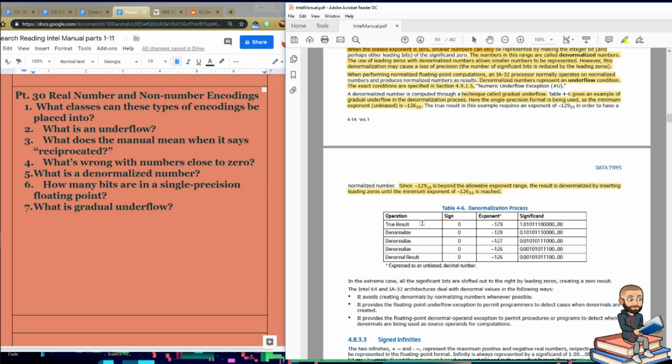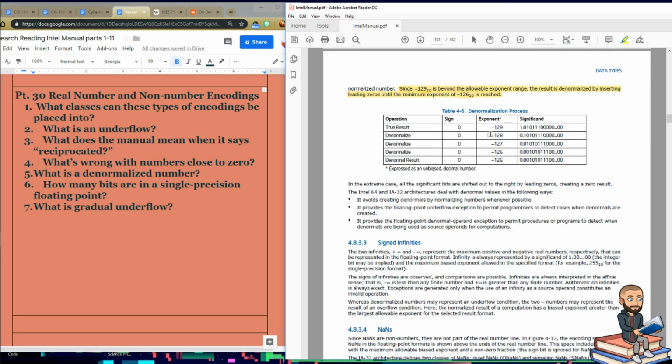Okay, so like it says before, you're just losing precision here, and I don't know why they felt like they needed to have this table show that. But I feel more comfortable with the concept of gradual underflow because they're maybe showing us gradually, so bit by bit, they're going to keep knocking off numbers until we have this denormalized number that can represent what memory can hold. Well, they say in the extreme case, all the significant bits are shifted out to the right by leading zeros, creating a zero result.